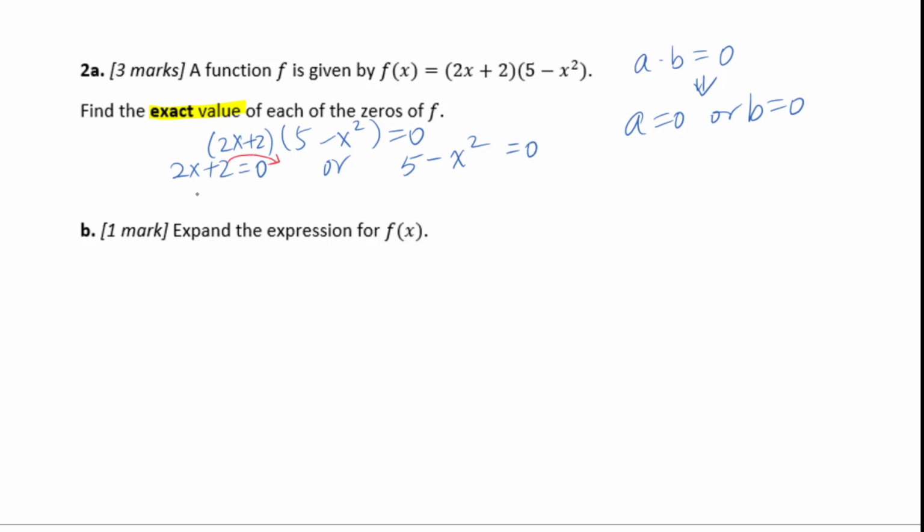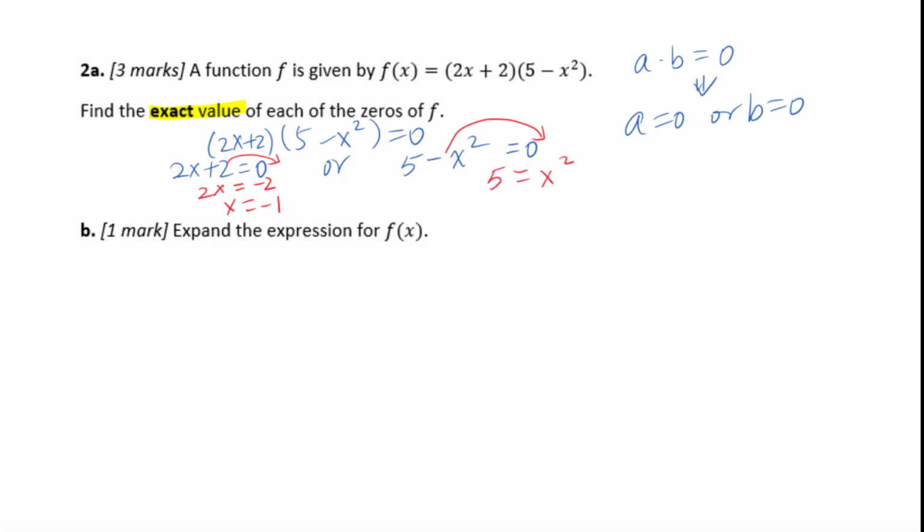Cross the river, change the sign. 2x equals negative 2, divided by 2, x equals negative 1. This is a power equation. Isolate the x squared on one side. We will get 5 equals x squared. Then we take the square root of both sides. x equals plus or minus square root of 5. Don't forget this plus or minus.